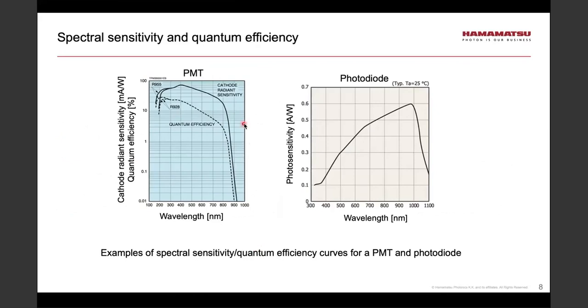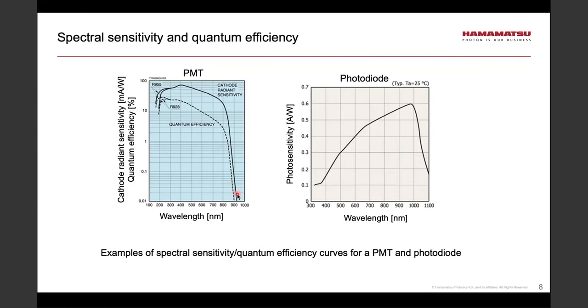Thus, on the left, we see a chart of cathode radiant sensitivity as a function of wavelength. In addition, the dashed line shows the related curve for quantum efficiency. So what does it mean? It means that for this particular PMT, if I wanted to observe, let's say, light with a wavelength of 1000 nanometers, there will be no photocurrent produced. There is simply no sensitivity at that wavelength.